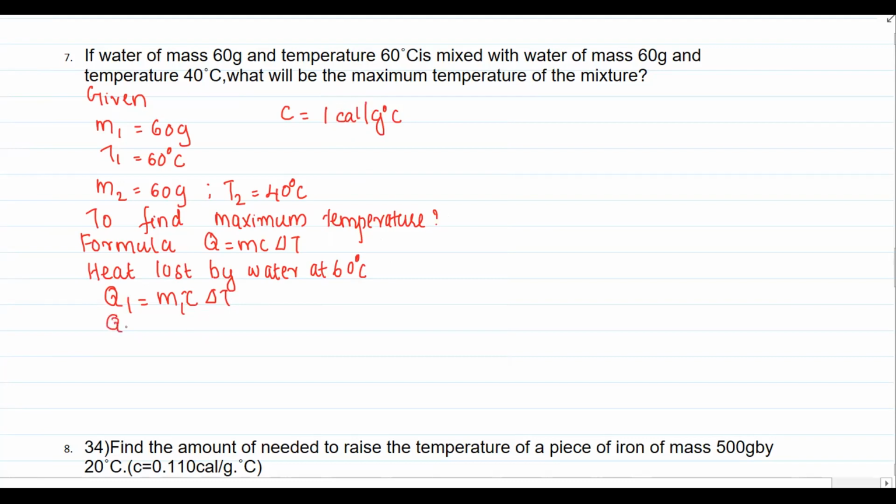So we can write Q1 is equal to M1 C. Delta T means high temperature minus lower temperature. Okay, so it will lose the heat, so its higher temperature will be 60 only. So we can write T1 minus T. Let the maximum temperature be T. We don't know that, so we are representing it by T. So on solving this, we will get Q1 is equal to M1 is 60 into 1 into 60 minus T will come. Okay, let it be equation number 1.